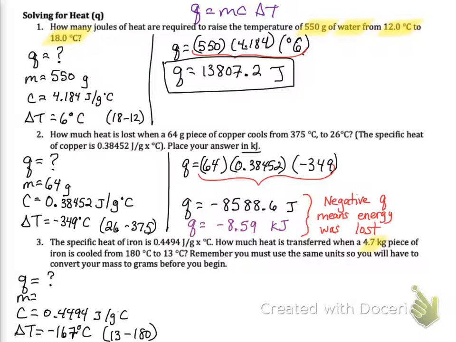This problem doesn't work when I use the units of kilograms, so I have to convert kilograms into grams. There's 1,000 grams in a kilogram, so 4.7 times 1,000, I have 4,700 grams. So 4,700 grams times 0.4494 times negative 167.